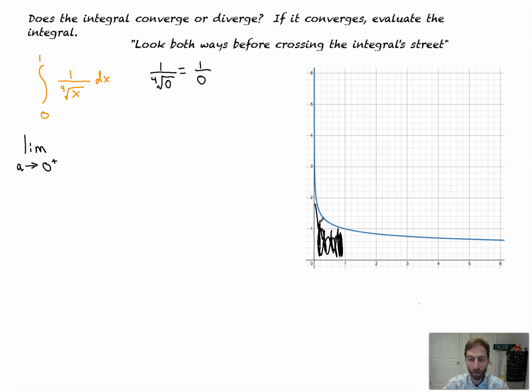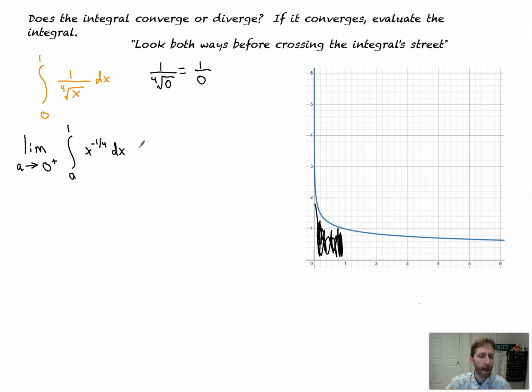And we're asking ourselves, is that area finite? Does it converge or does it diverge? So we've got to take the limit as a approaches 0 from the right, from a to 1. And I'm going to rewrite this as x to the negative 1/4. Now, in this case right here, we've got a finite limit, but something that's causing an infinite value. So again, be on the lookout for those. Anytime you get a number over 0, that's where we need another limit.